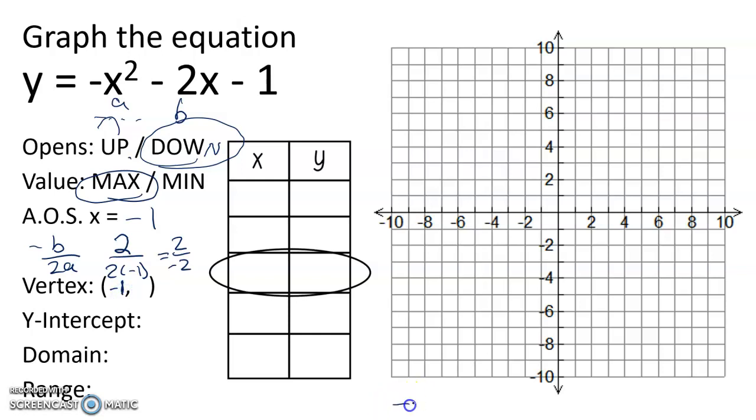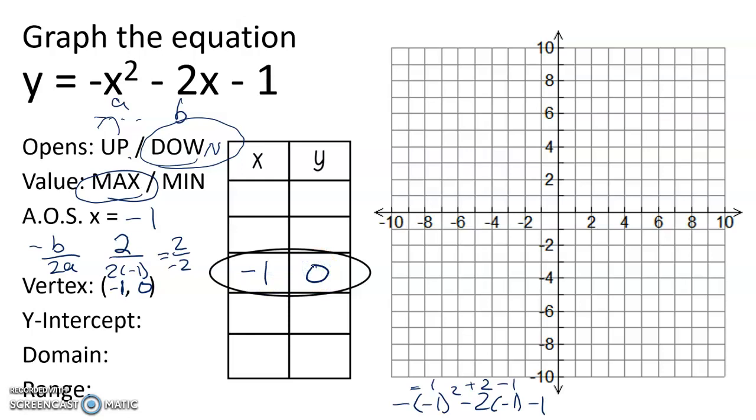Find the rest of it. I need to plug in negative 1 for x. So I'll do negative 1 squared minus 2 times negative 1 minus 1. Negative 1 squared, that's just 1. Put the negative in front. That's going to be minus 1. Negative 2 times negative 1 gives me plus 2 minus 1. Let's see. 1 plus 2 is 3, minus 1... so that'll be negative 1, 0. So I'll put that one right in the middle here.